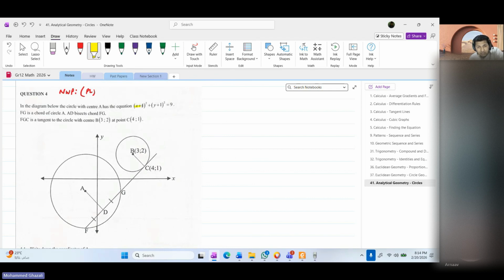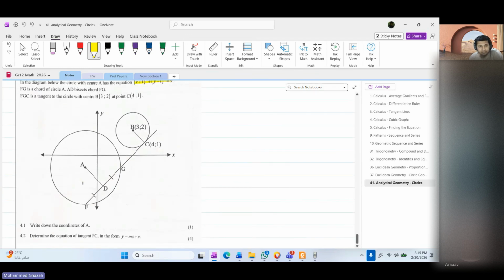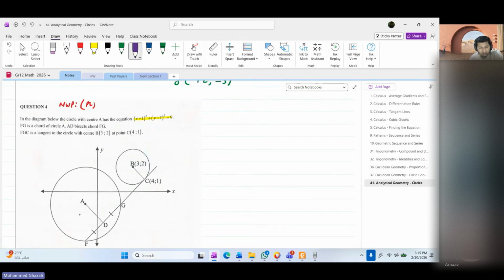Now, if this is the equation of the circle, the big circle, then what's the coordinates of A? Anyone? What's the coordinates of A? Opposite sign, opposite sign. So the coordinate of A is -1, -1, right? And the radius is 3. Write down the coordinates of A, -1, -1. Easy, because straight away from the equation of the circle. So I'm going to write that down as well. That's -1, -1. That's the coordinates of A.